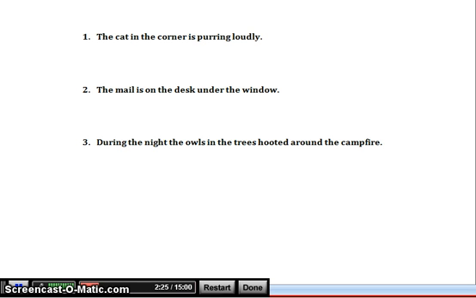In example number one, we have: the cat in the corner is purring loudly. Recall the very first thing you're going to do is identify the prepositional phrase or phrases. There can be more than one in a sentence, but in this particular sentence we have one, and it's in the corner. So we've identified the prepositional phrase, and now step number two, it depends which works best for you. For some students, it works best to try to identify the type of question the prepositional phrase is answering. For other students, it works best to try to identify the word in the sentence that the phrase is describing.